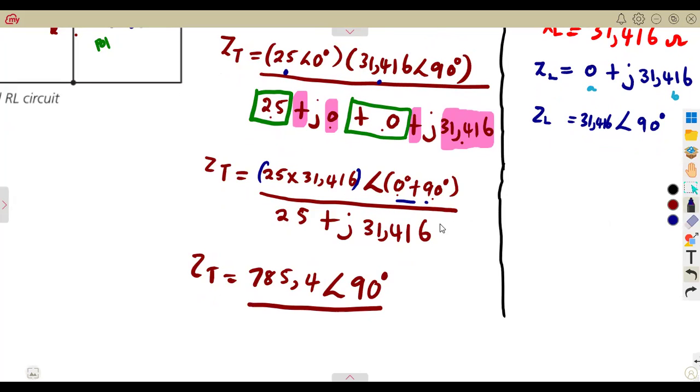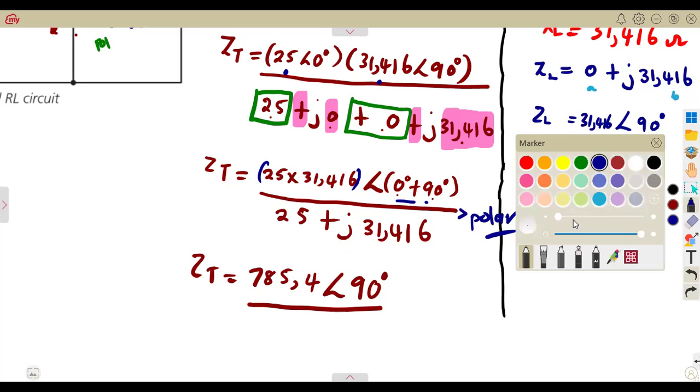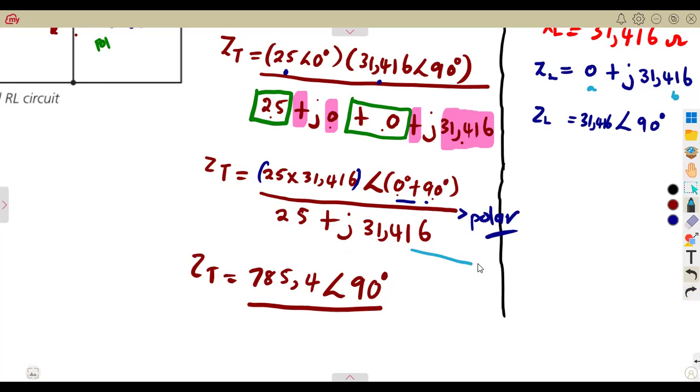Addition, we have already added. It's now in simplest form. But look, whatever you're going to have here is under a division, and as you are talking of division, it is best for you to apply division in polar form. So you are now forced to convert this to polar form.